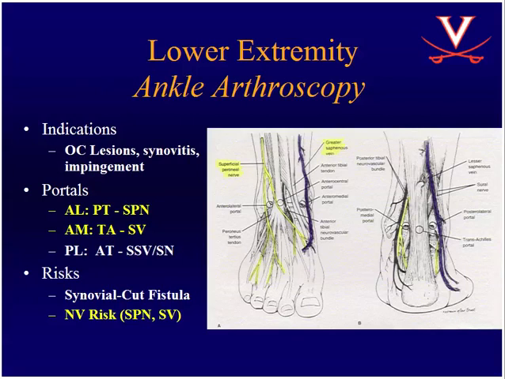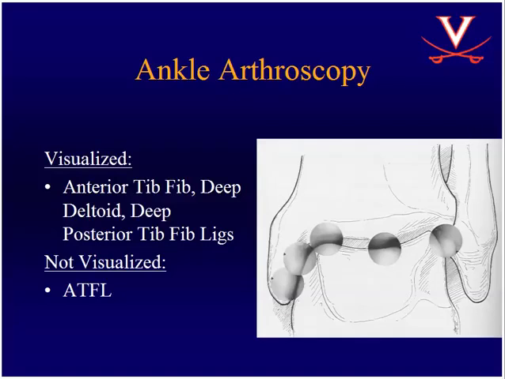The other risks for ankle arthroscopy include synovial-cutaneous fistulas, and that's true for any joint you scope that has relatively thin skin around it, such as the elbow as well. Therefore, after you do an ankle scope, you should put the patient in a protected orthotic, cast, or splint for a week or so to reduce the risk of those fistulas. So you can visualize all these structures with ankle arthroscopy. You really can't visualize the ATFL too well.